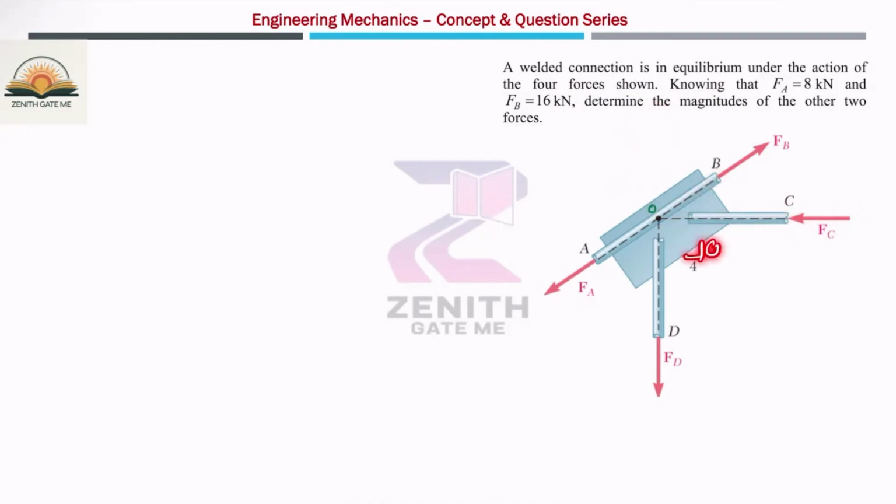This is 3 and this is 4. So if you consider, let us suppose this is theta. What is this? This is 3. This is 4. So can I write, cos theta is 4 by 5 and sin theta will be 3 by 5. Okay, now you will apply the summation of force in X direction 0 and summation of force in Y direction 0.